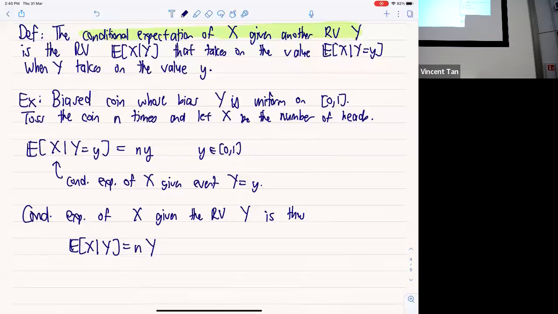So the first expectation there is conditional expectation of x given event. The second one is conditional expectation of x given another random variable. So you replace the little y here and the little y here by capital Y. Okay? But Y equals y, here we are going to simplify to y. This one we have n times capital Y. So the conditional expectation of a random variable given another random variable is a random variable. Okay? Thus, the conditional expectation of x given random variable Y is thus the random variable given by this.